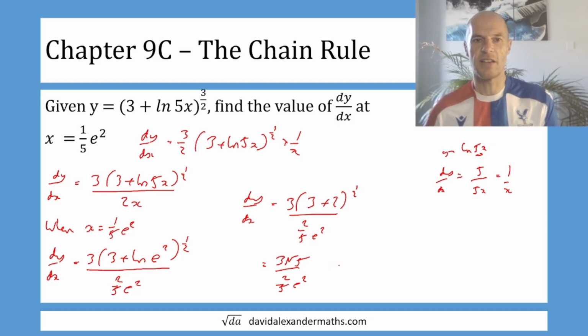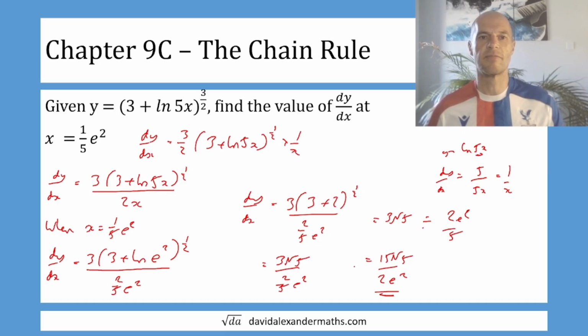So we can tidy this up a little bit more. So I'm going to write it as 3 root 5 divided by 2e squared over 5, so that is going to be 15 root 5 over 2e squared. So that is the value of dy by dx when x is 1/5 e squared.